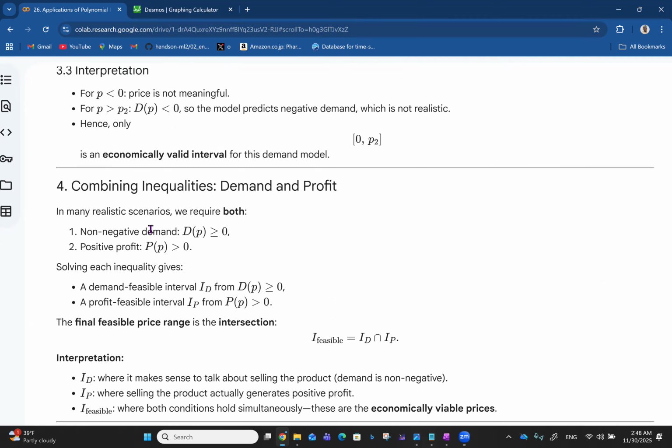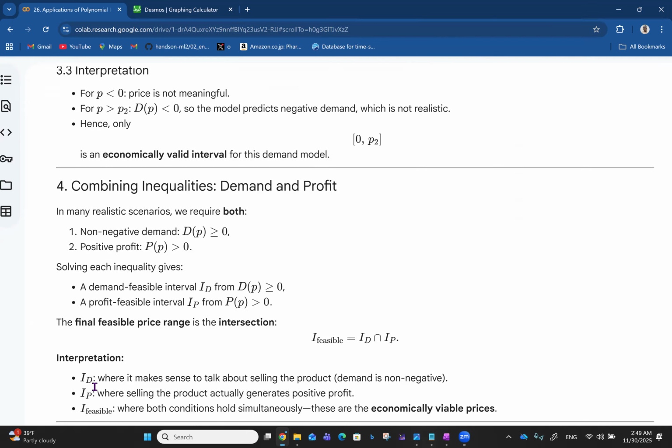In many realistic scenarios, we require both. Non-negative demand, that is D of P greater than or equal to 0, like we did before. Then we also want a positive profit, P of P greater than 0. Solving each inequality gives a demand feasible interval I_D for D of P greater than or equal to 0, and a profit feasible interval I_P from P of P greater than 0. The final feasible price set is the intersection, I feasible, where demand and profit conditions both hold.